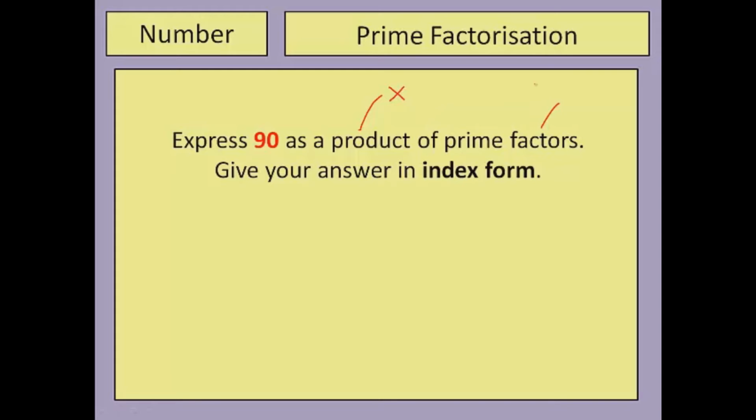Factors are numbers that divide into other numbers without any remainder. For example, if I said the factors of 10, then I'd be talking about 1, 2, 5 and 10 because they all divide into 10 without any remainders. And then prime numbers. We're going to look at prime numbers in a little more detail now.